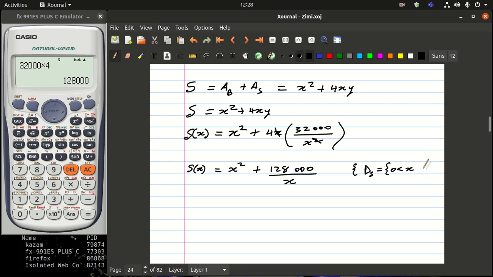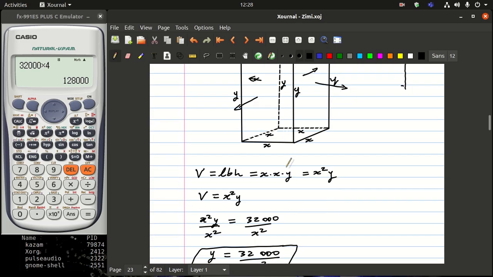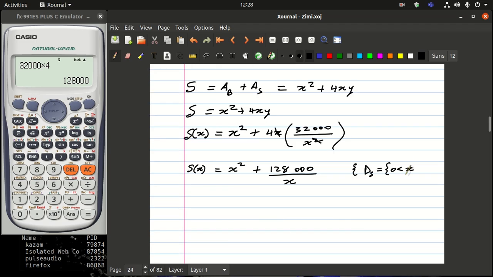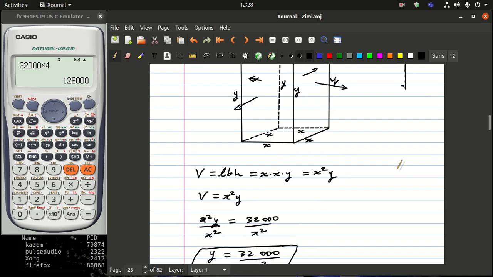Right, and also x cannot be negative, because this is a length. And then the next thing here, we cannot have y equal to 0, because if y is equal to 0, we will not end up having that volume there. So y cannot be 0. That's also something that we know cannot happen. So y must be greater than 0. These are also some of the things that we want. And also take note here, if we have x equal to 0, y will be undefined.